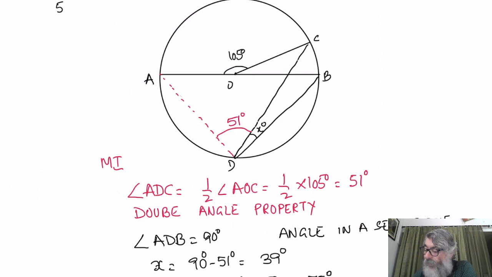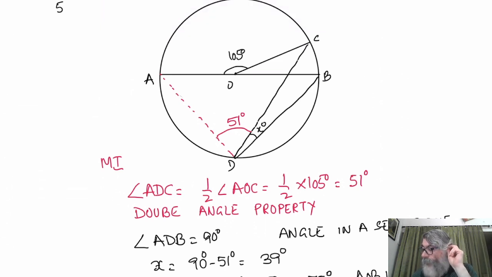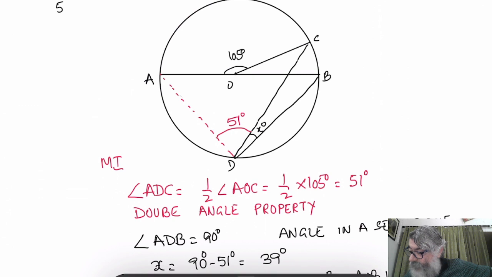Because AOB is a straight line. What is the mistake we are making? That is the mistake we have done here. If you divide 105 by 2, it is not going to be 51. That's what I'm saying. Why is the difference coming?